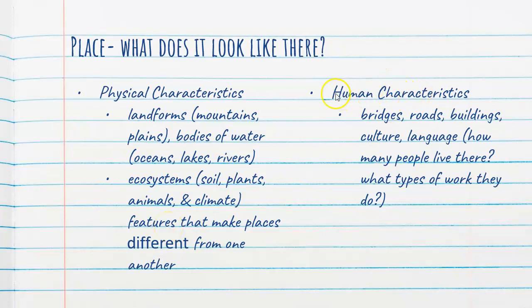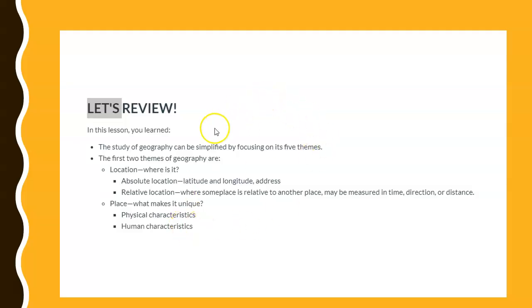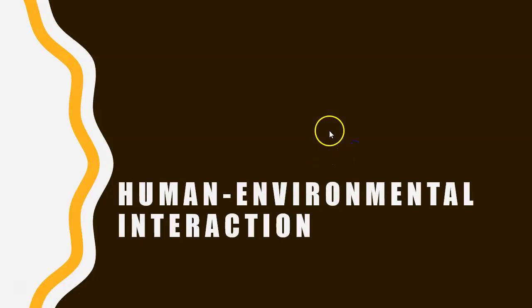And then you also look at human characteristics, things like bridges, roads. You could look at different aspects of culture, their language, how they dress. You might look at how many people live there, what types of work they do. All of those human things that make one place different from another place. So here's just a quick review of these first 2 themes. You've got location, absolute and relative, and you have place, can be described as physical or human.